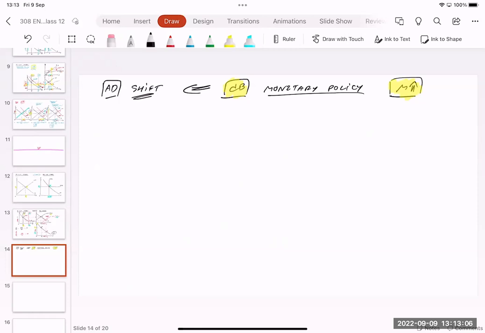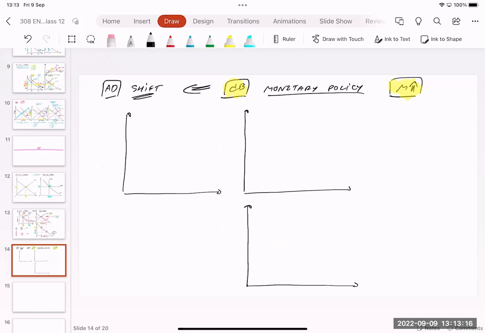So, drawing three graphs again: 1, 2, and 3. The upper graph on the left is going to be the money market. We have R and M over P. This is M, let's say M1 over P.